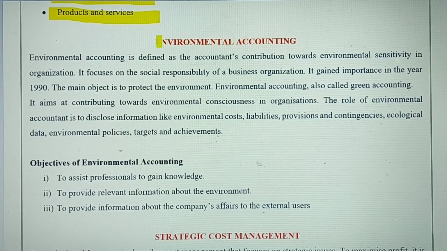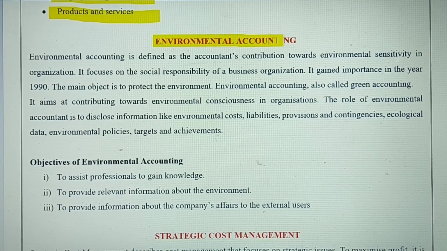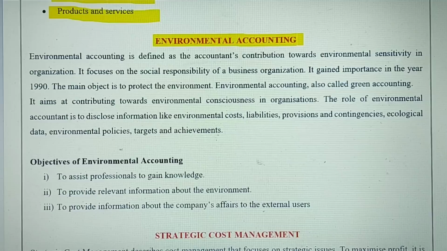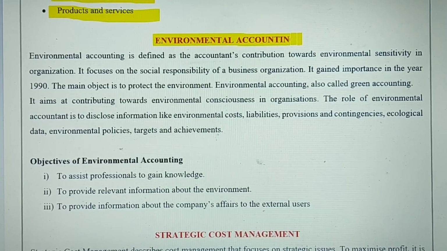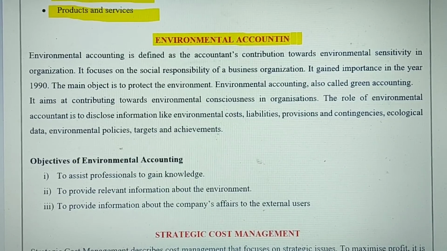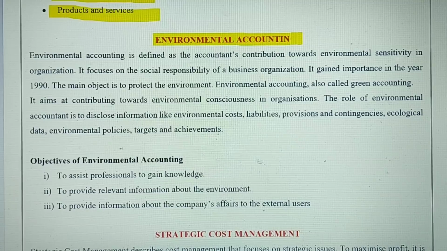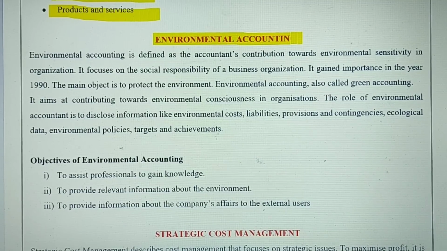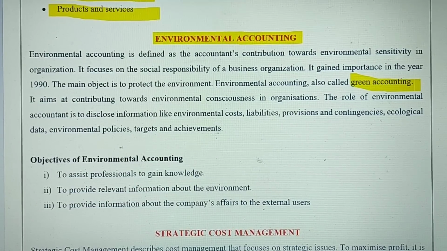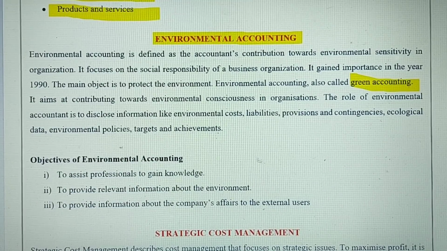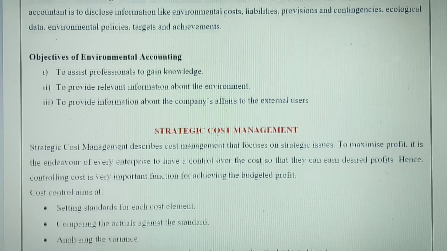Okay, now the next concept that you should revise for the exams is environmental accounting. Again, this type of accounting generally takes care of the environment. The company should take care of the environment. It should not pollute the environment at any cost. So this is also known as green accounting. Okay, again, a very new concept in accounting, and you should revise.